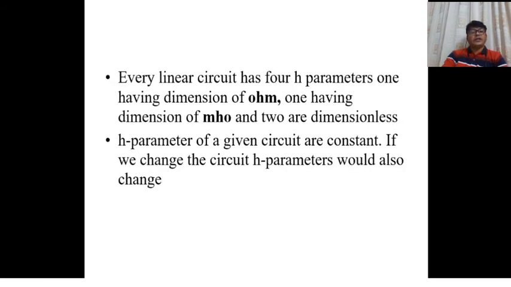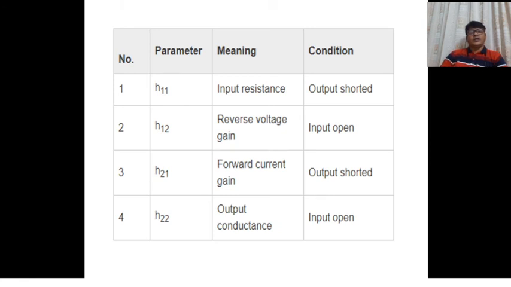So next we can see how these can be represented here. H11 is called input resistance when output is shorted. H12 is reverse voltage gain, that is Hr, and that can be calculated when input is open. And H21 is called forward current gain when output is shorted, that is it is called Hf. And H22 is called Ho, and that is called output conductance. So that can be calculated when input is open.